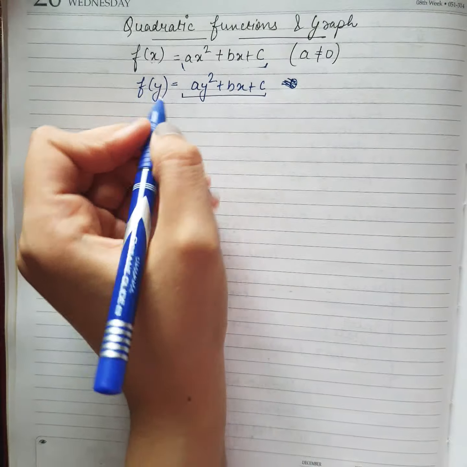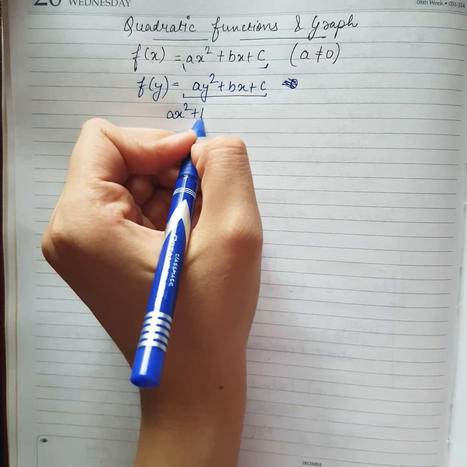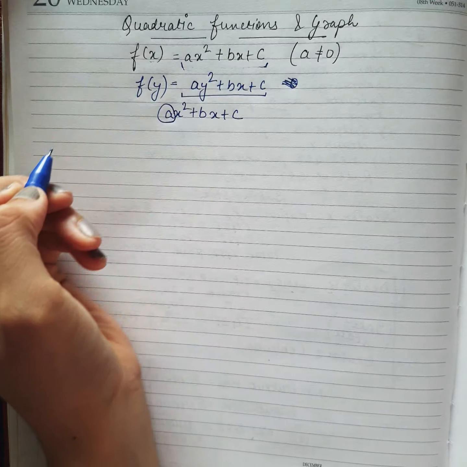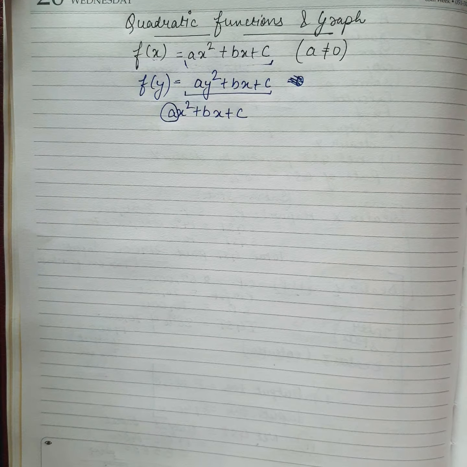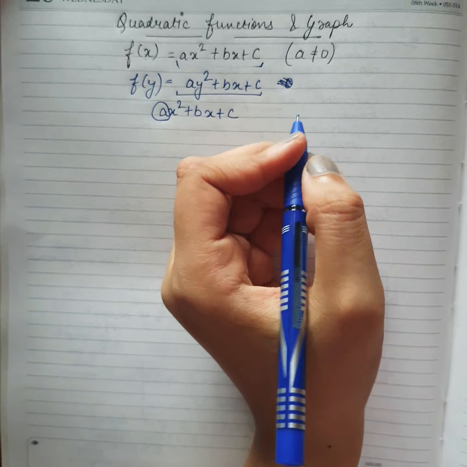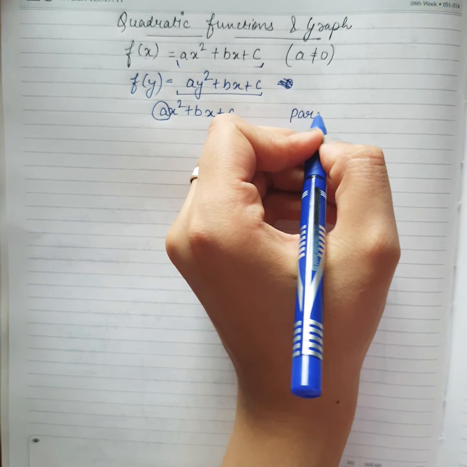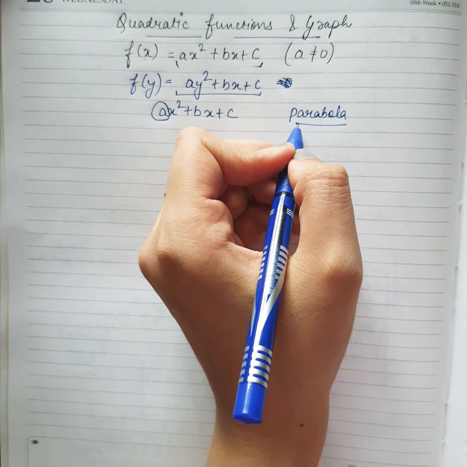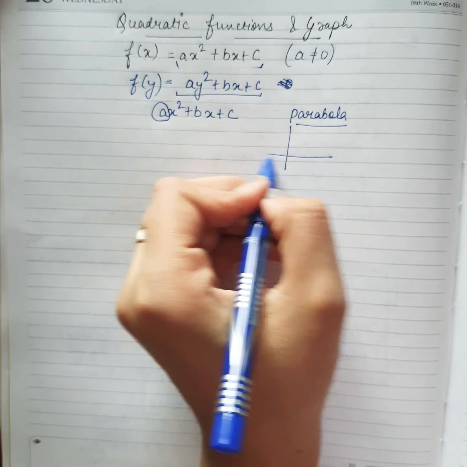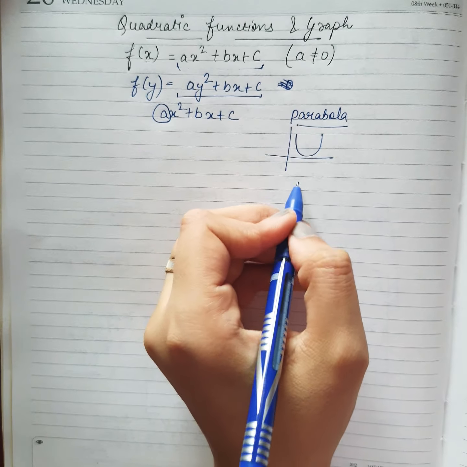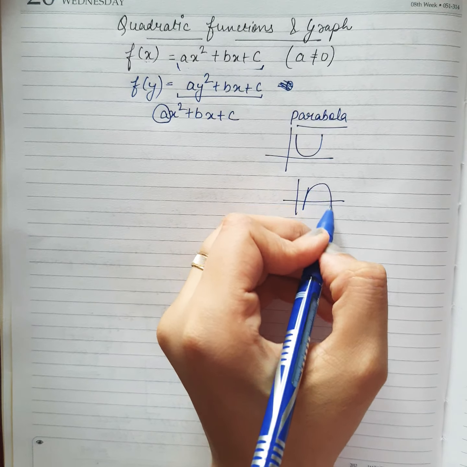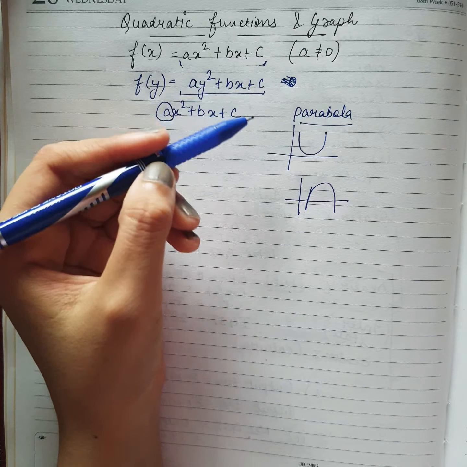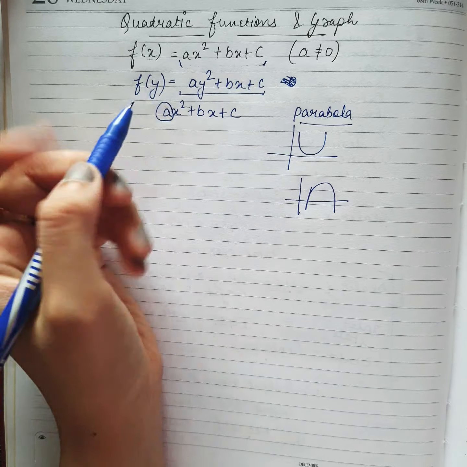Now in the standard form, which is ax square plus bx plus c, we will check the coefficient of x square. Graph of a quadratic function is always going to be a parabola. Now we need to see the parabola is concave upwards this way, or is it concave downwards? This a value will tell us whether the graph is concave upwards or downwards.